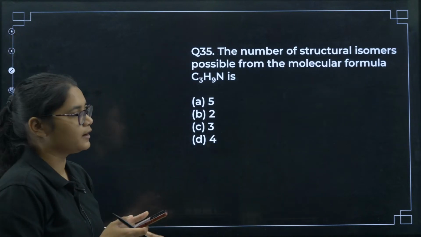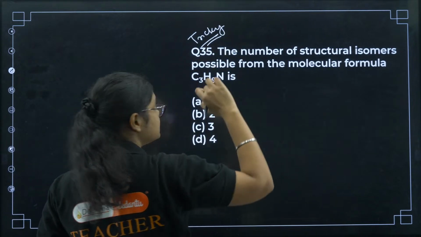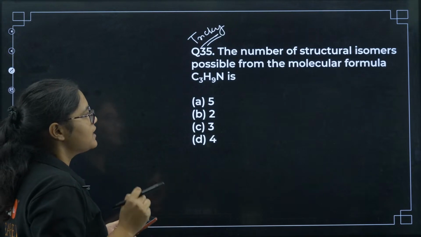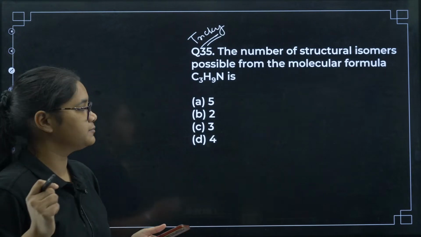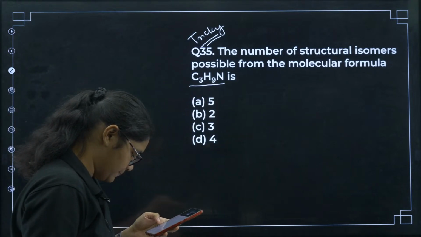Next, this is a very important question as well as a tricky question. Let me see who gives the correct answer in one go. Okay, you should do it correctly, try it again and again and tell me. The number of structural isomers possible from the molecular formula C3H9N.